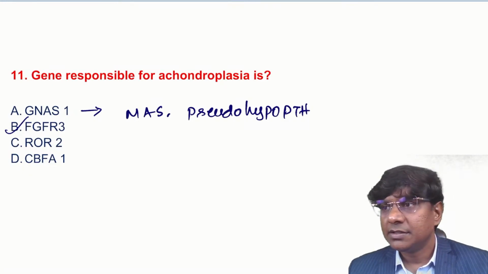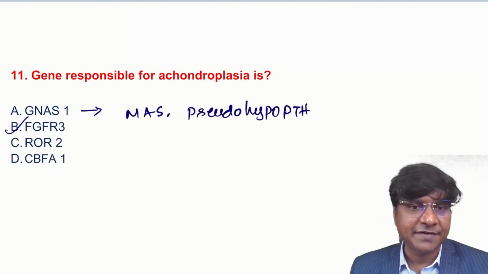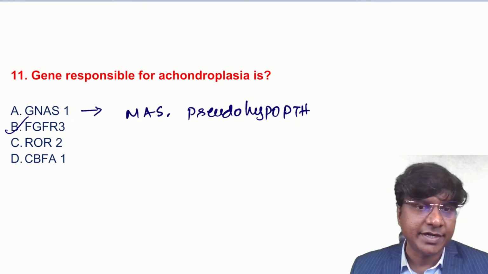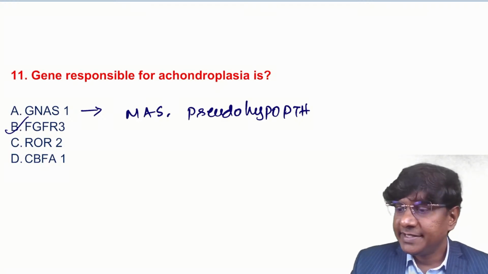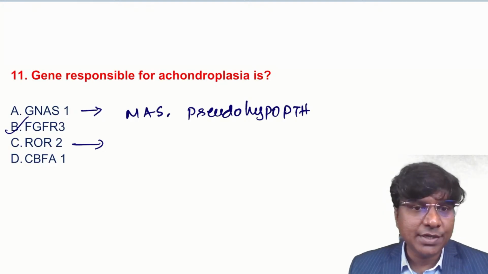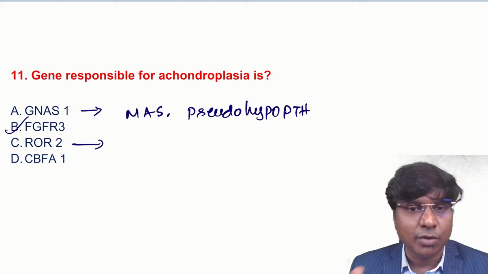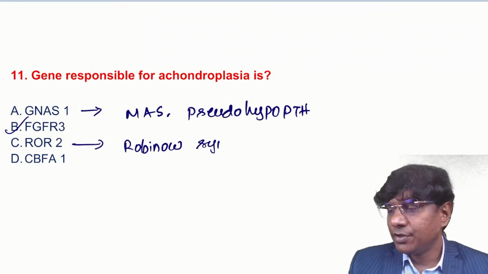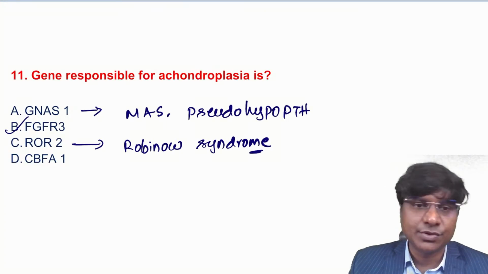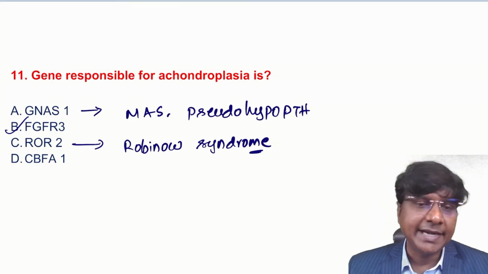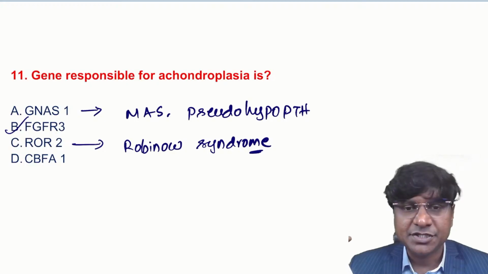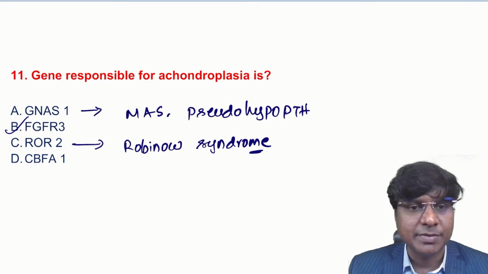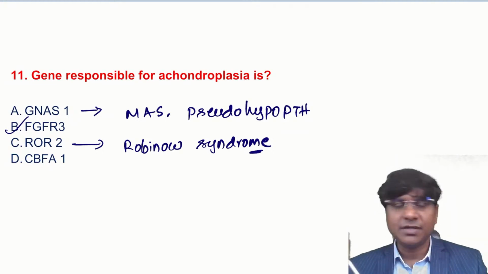And you take the FGFR3. FGFR3 is what is being mutated in case of achondroplasia. Then we have ROR2. A mutation of ROR2 is seen in Robinow syndrome. In Robinow syndrome, what will be the presentation? These patients will have short limbs, dwarfism, and craniofacial anomalies. And there will also be brachydactyly. That is what you will observe in Robinow syndrome.